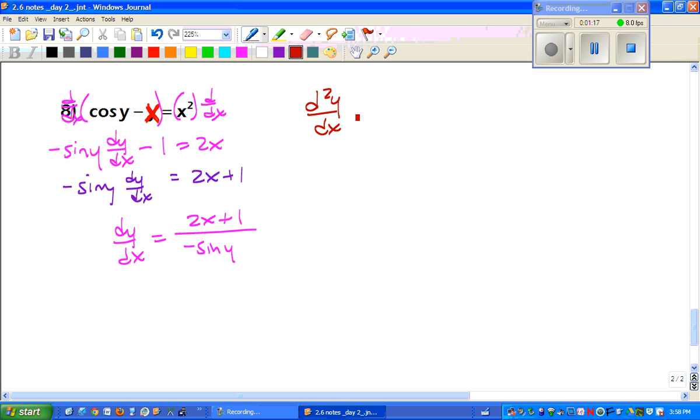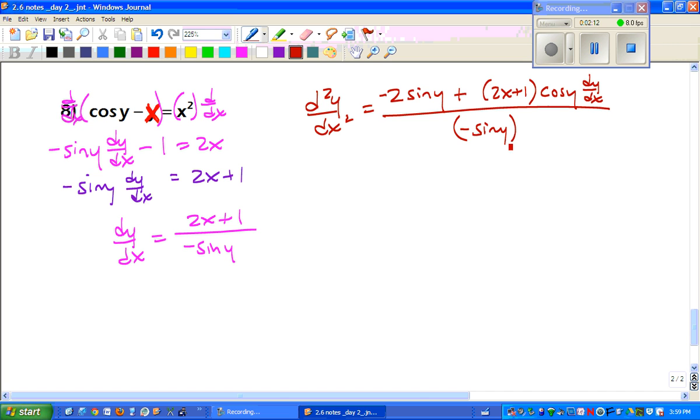So for our second derivative, we do the quotient rule. Derivative of the top is just 2 times the denominator, negative sine of y. I'm going to put the negative out in front, so we end up with negative 2 sine of y, minus our numerator, 2x plus 1, times the derivative of the bottom. So derivative of sine is cosine, but we have a negative there, so that's going to make it negative cosine of y. I'm going to take that negative and make this positive out here, because we're going to have negative sine of y. So cosine of y, and then times dy dx, all over our denominator squared.